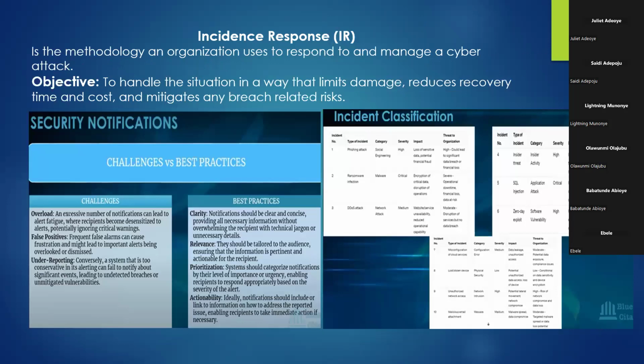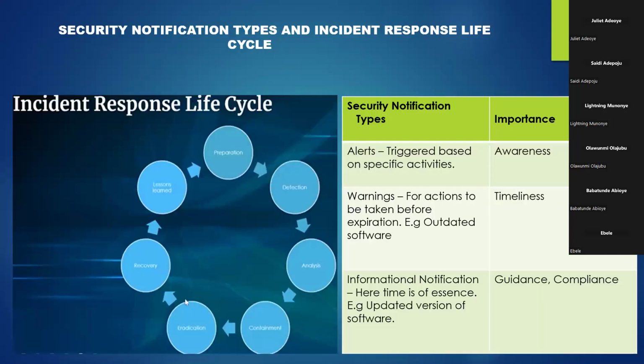How do we go about the challenges of overloading, getting so many alerts at the same time? It can bring about fatigue. We talked about clear best practices of incident response, clarity, and relevance.